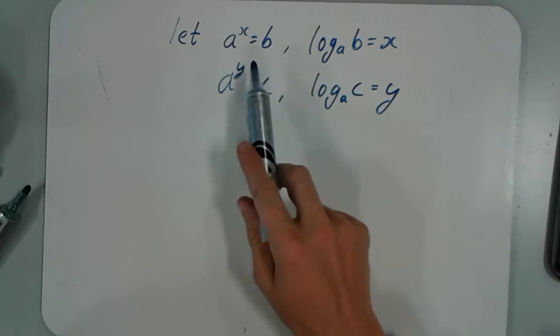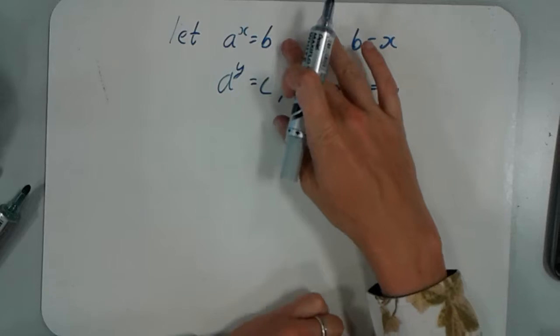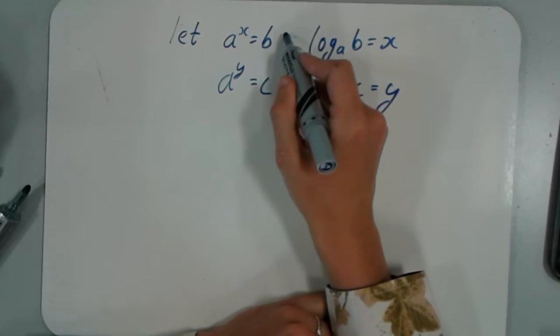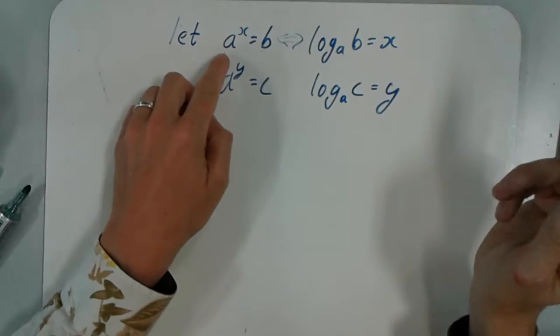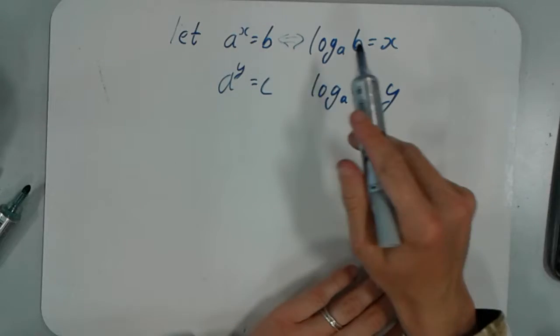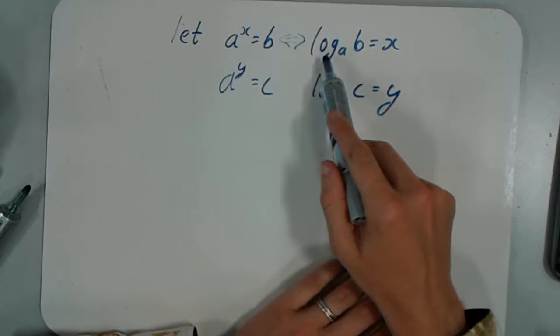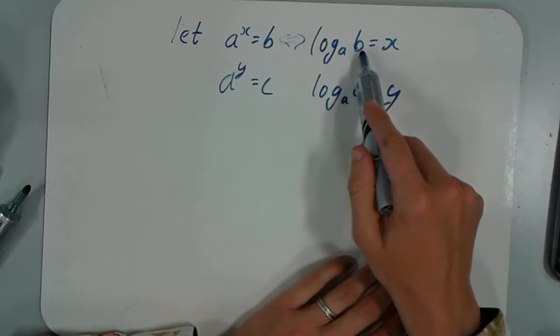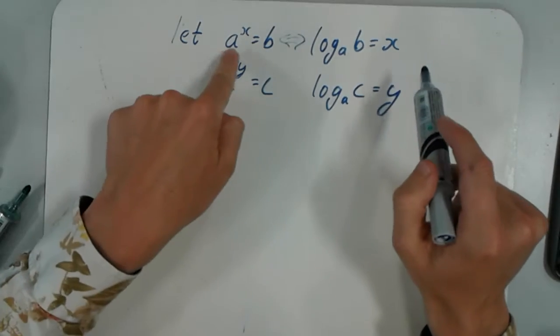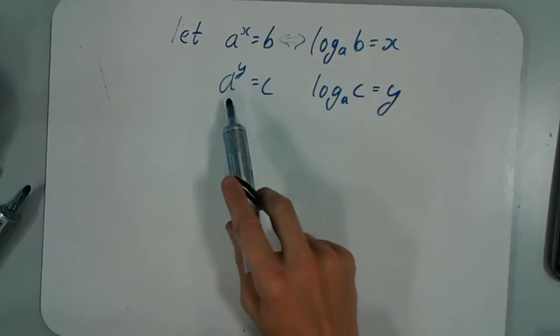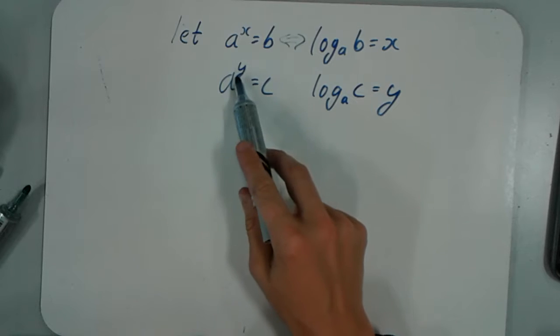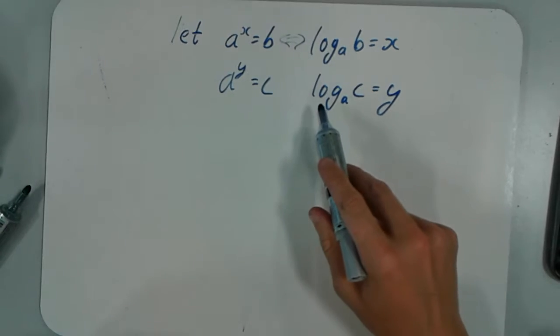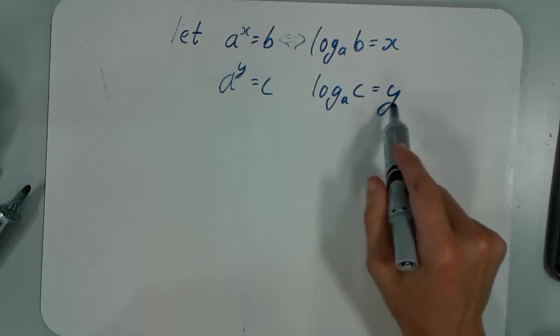Okay, let's look at some general logarithms. These bits of information are both basically the same. If I'm told that a to the power x equals b, that is essentially the same statement as log base a of b equals x. That's how we rearrange logarithms. And the same is true here: a to the power y equals c, then log base a of c will equal y.